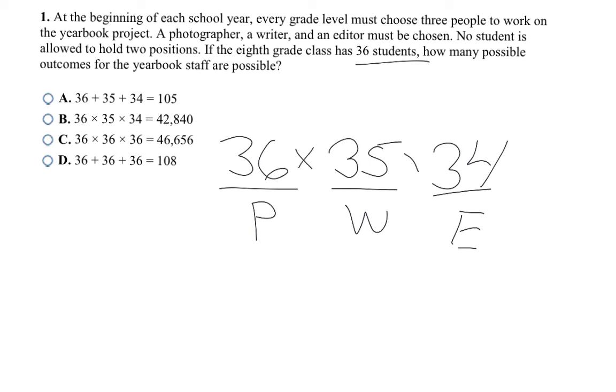And so then I'm going to have to multiply those 3 numbers using the multiplication counting principle. And when I multiply 36 times 35 times 34, which you're welcome to do on the calculator, you're going to get 42,840 different ways those students could be picked for the positions. And so that's going to make my final answer here B.